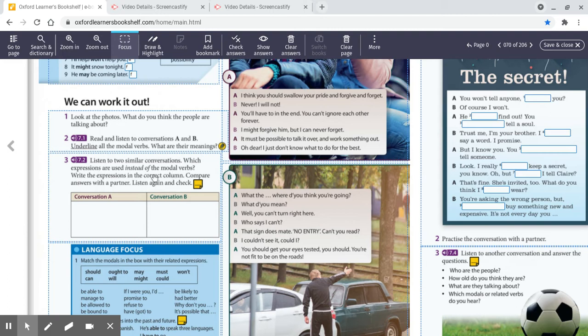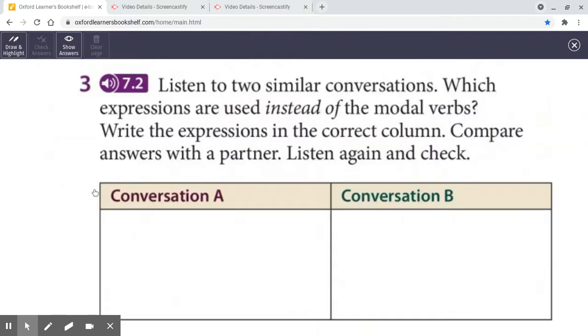Right, after that introduction, in 7.2 you've got two similar conversations. Which expressions do they use instead of the modal verbs? Write the expressions in the correct column. Compare the answers with a partner and listen again and check. Well, you can't really compare with a partner, so I'm going to put up the answers in 5, 4, 3, 2, 1. Here they come.